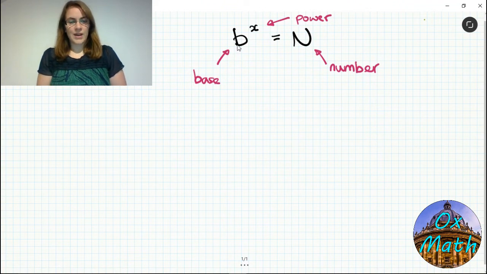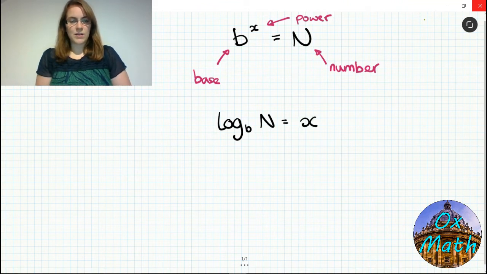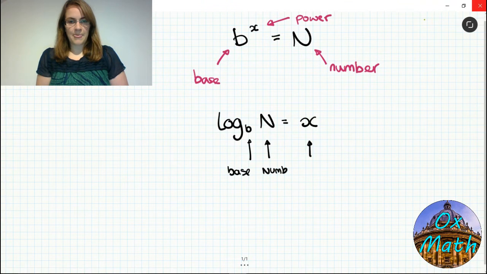Logarithms are used to rearrange this equation, so it is just a way of rewriting this equation, and the way we write it is log to the base b of n equals x. So this is telling us the power that goes with the base b to get the answer n, and that gives you the power x. So again, b is the base, n is just a number, and x is our exponent or power.